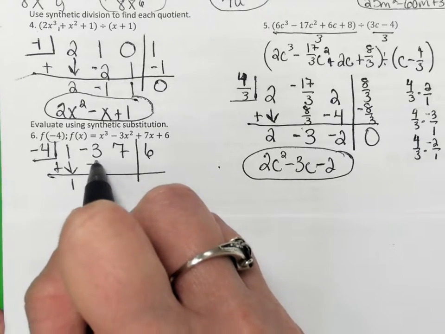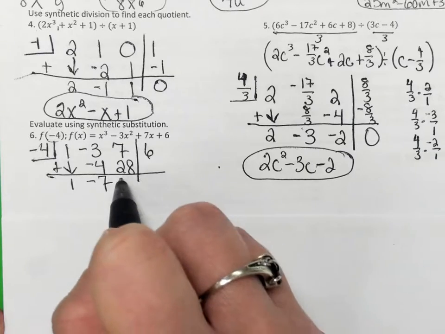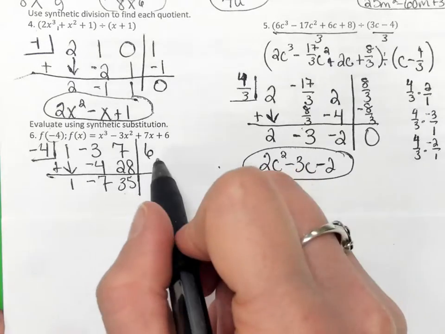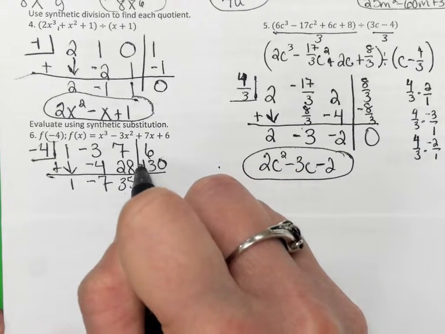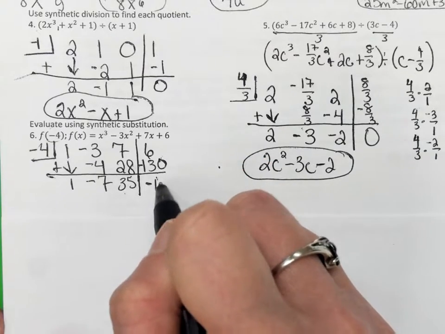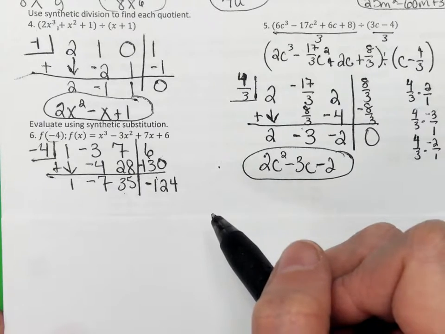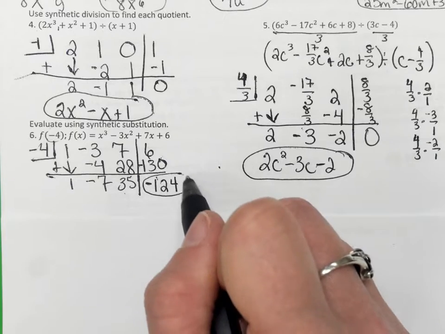Alright, bring down the 1, multiply, add, multiply, add, multiply. Yep. Add, and you get. And what is my answer? -124 is my answer. Very good.